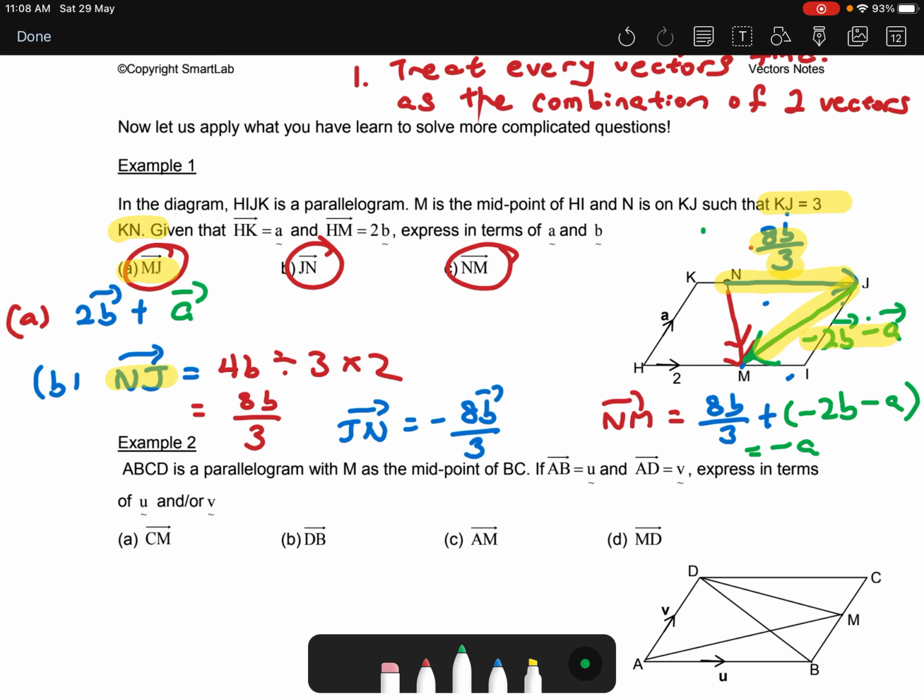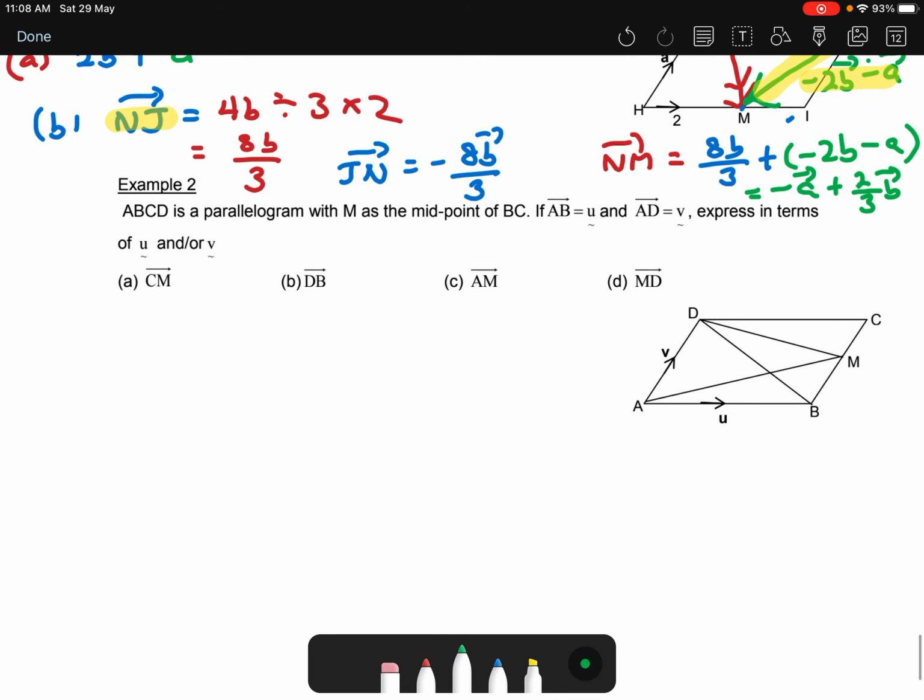So you should get about 2/3 b plus 2/3 b. 2/3 b. Okay, so this will be your answer. Okay, so you notice that for our vector questions, mostly it is about the idea of addition and subtraction of your vectors. Okay, let's go to example 2.